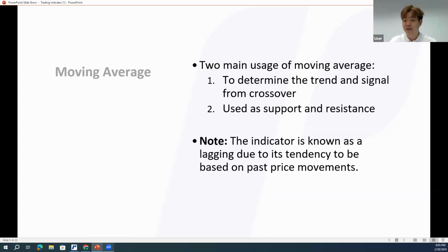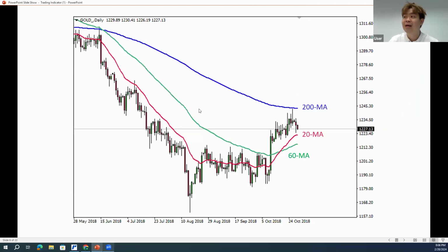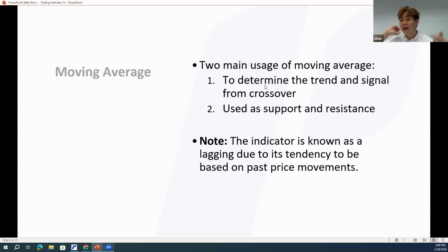So the usage of the moving average: after you have the moving average, it's normally a line, for example, these three lines. So how can you use these three lines to have very good price predictions in your technical analysis? The main use of the moving average line is to determine the trends, and to signal from crossover whether there is suddenly a trend reversal or not. You can also use the moving average to find support and resistance levels. I will guide you later.